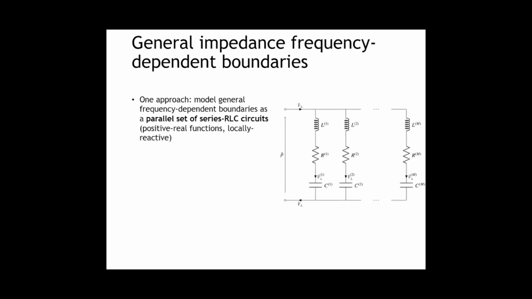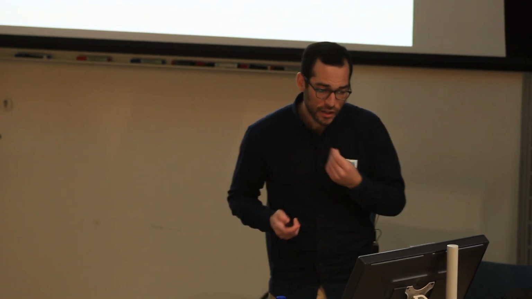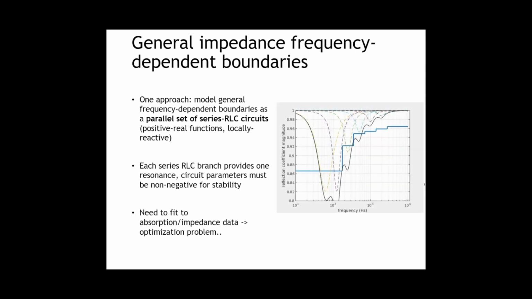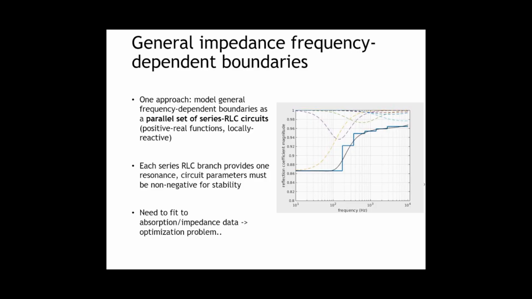One approach is to model what's happening at the boundaries as a parallel set of series RLC circuits. These all have some resonance. Each branch has a resonance. And you need to choose these parameters so that they're non-negative for the whole thing to remain stable. Ultimately, you're going to fit this circuit network to some absorption data or some complex impedance. So in here, I'm just running a greedy optimization fitting this circuit network. This black line is the frequency-dependent absorption or reflection coefficient. Eventually, it settles on something. And then you can model that directly in the scheme.